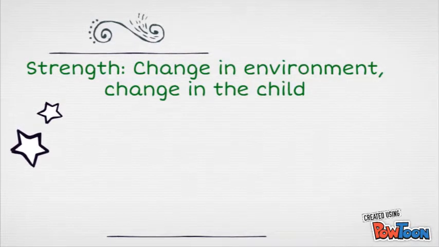Strength: change in environment, change in the child. One of the primary strengths of this theory is its flexibility to explain differences in a child's behavior or learning. The environmental aspect of SLT says that children learn in a social context. This reinforces the idea that when there is a change in the child's environment, the child's behavior may change.